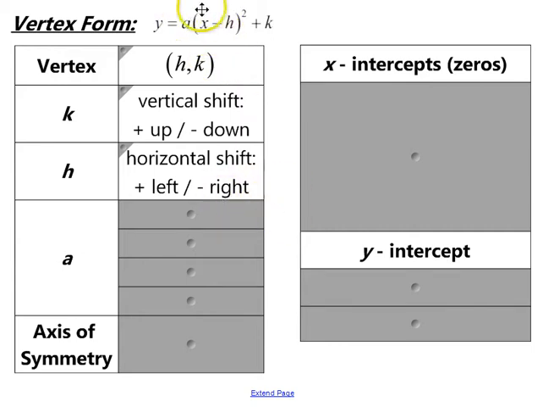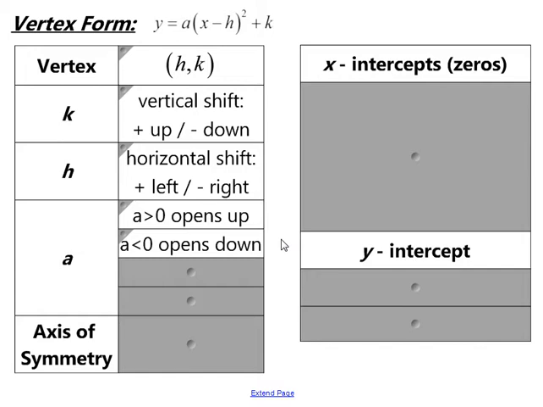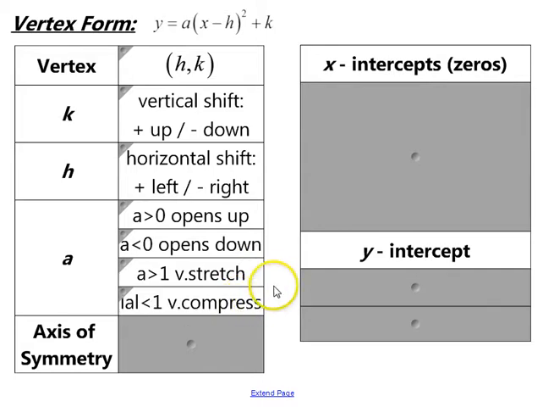There are two different ways that a is going to affect our graph. First, if a is greater than 0, it'll open upwards. Or if it's less than 0, it'll open downwards. The second, if the absolute value of a is greater than 1, it's a vertical stretch. And if its absolute value is less than 1, it's a vertical compression. The axis of symmetry, we said, is the vertical line that goes through the vertex. We find that with the equation x equals h.